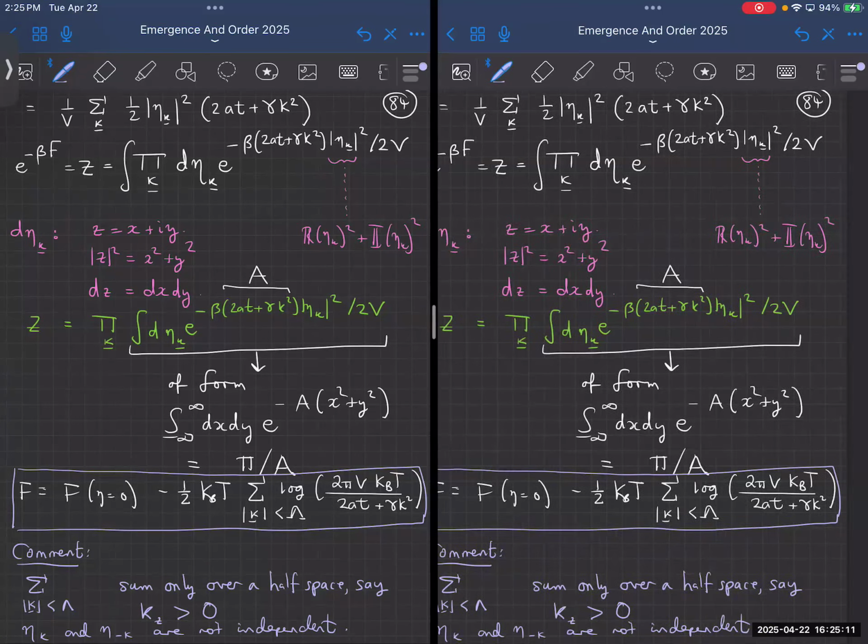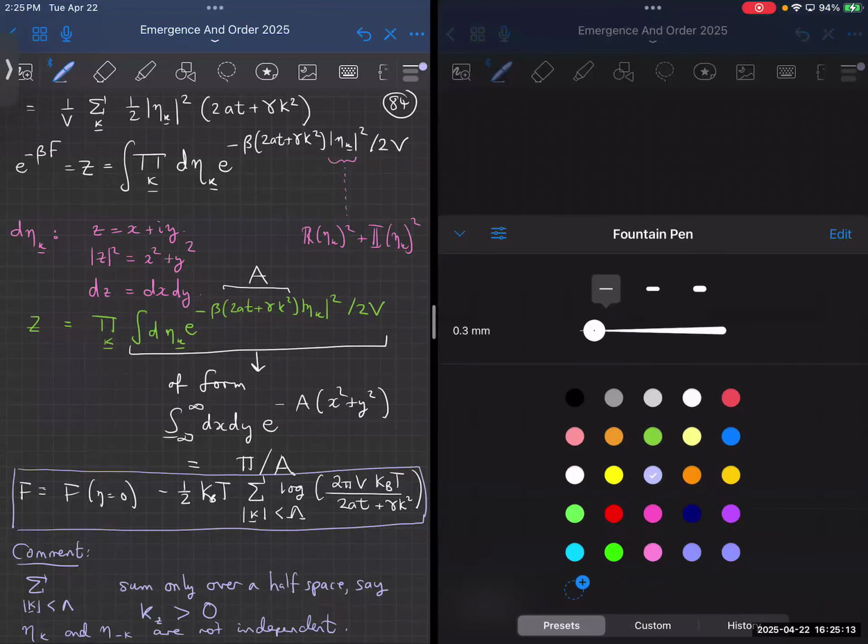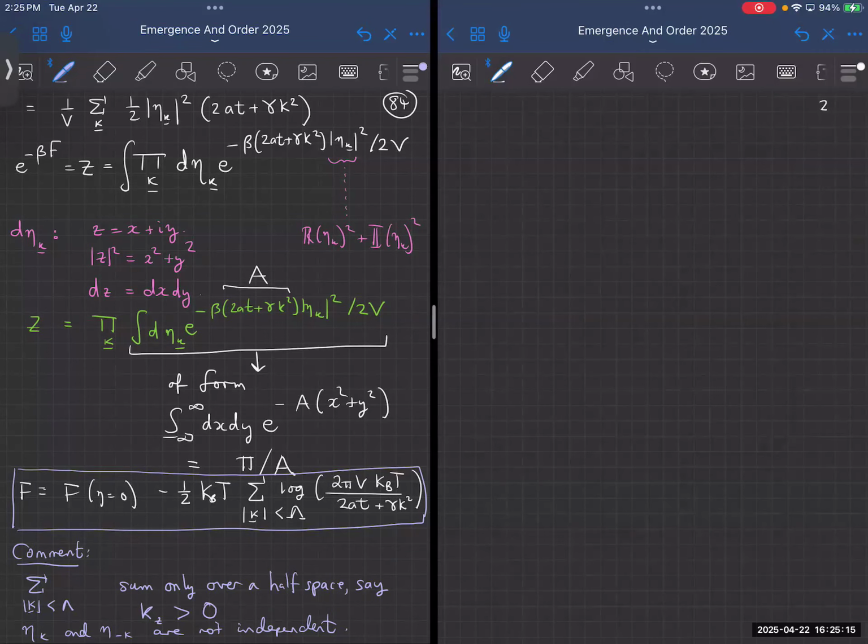Even though it's taken us a while to get this result, that's not the most important thing that we want to compute. The thing that we actually want to compute are correlation functions. So now I'm going to talk about correlation functions.